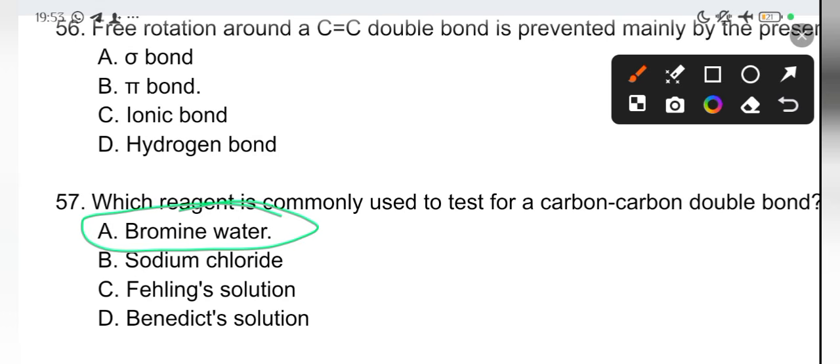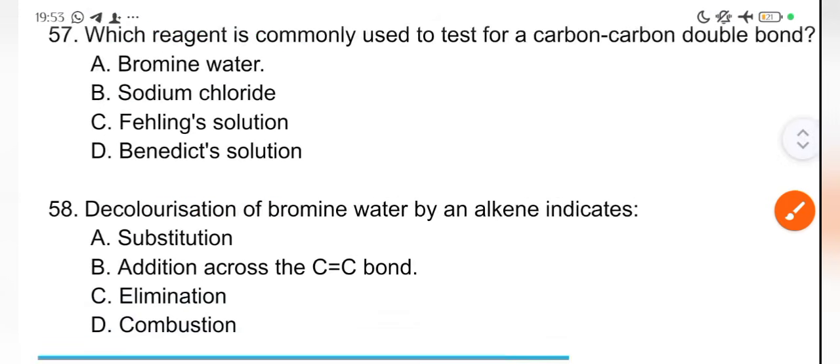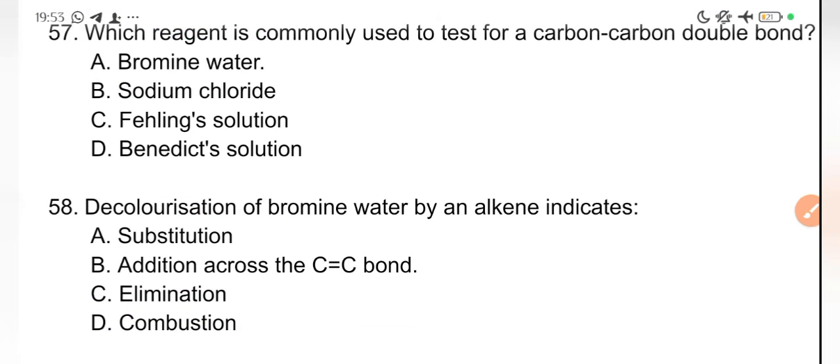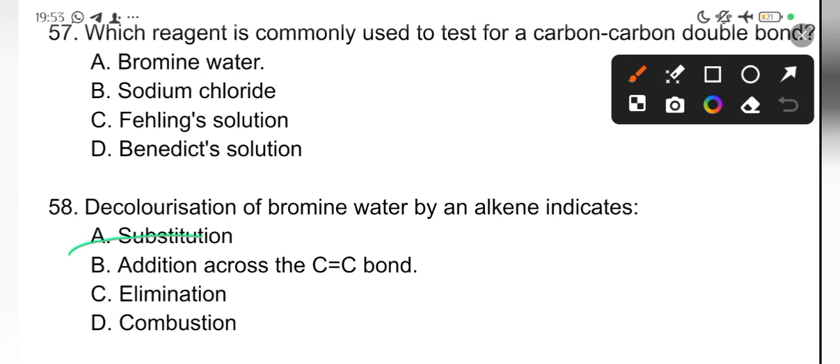So this question can be rephrased, and they will tell you unsaturation. They do not tell you bromine, and do not tell you carbon-to-carbon double bond. Just know it is bromine water. The decolorization of bromine water by an alkene indicates the addition across the C=C bond. The initial question and this question are the same thing, just different ways of asking.